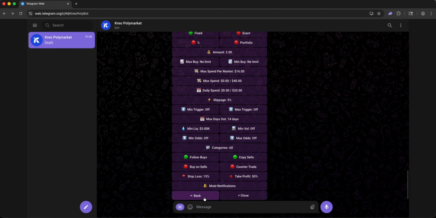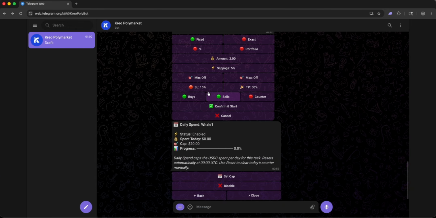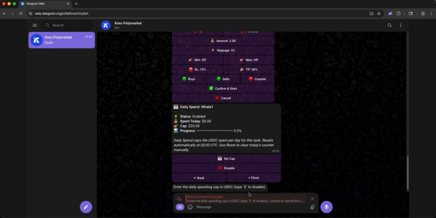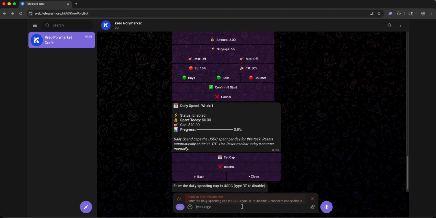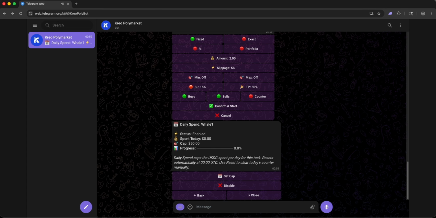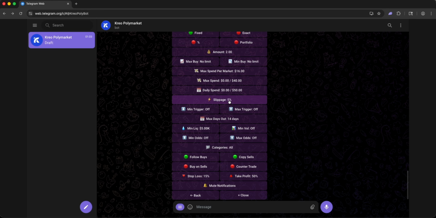Next, we have daily spend. Daily spend limits are very clever, which allow me to limit how much I'm spending on a daily basis as well. This resets at 12 UTC every day, automatically. So we can set a cap of, let's say, $50, and that will mean that every single day there is a $50 cap. Next, I can set my slippage either high, low, or medium.